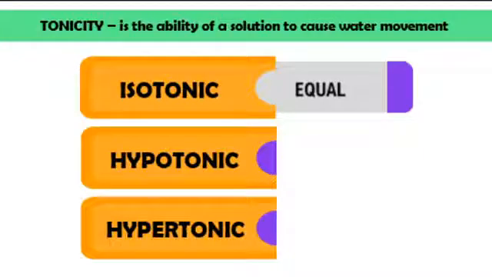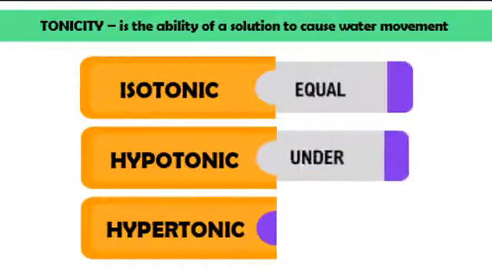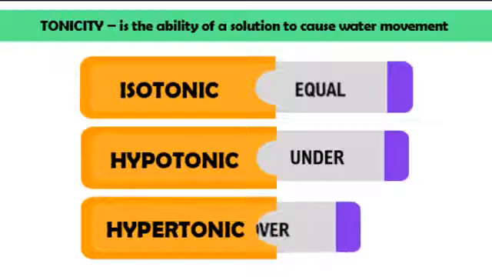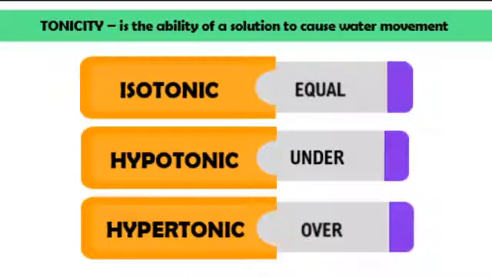Hypotonic, wherein hypo means under, describes a solution in which the solute concentration is less than on the other side of the semi-permeable membrane. Hypertonic, hyper means over, describes a solution in which the solute concentration is greater than on the other side of a semi-permeable membrane. A human red blood cell demonstrates the effects of osmosis.